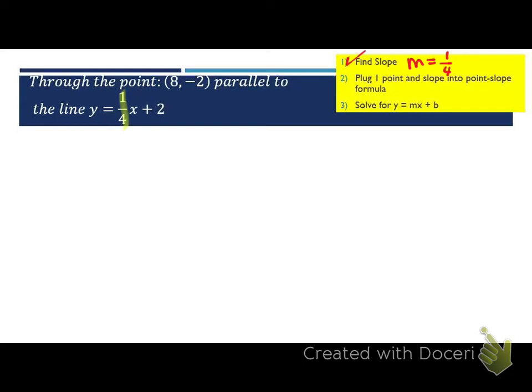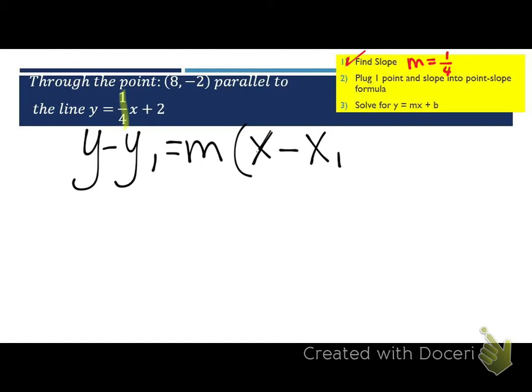Now we're going to plug in 1 point and the slope into the point slope formula. So y minus y1 equals m times x minus x1.